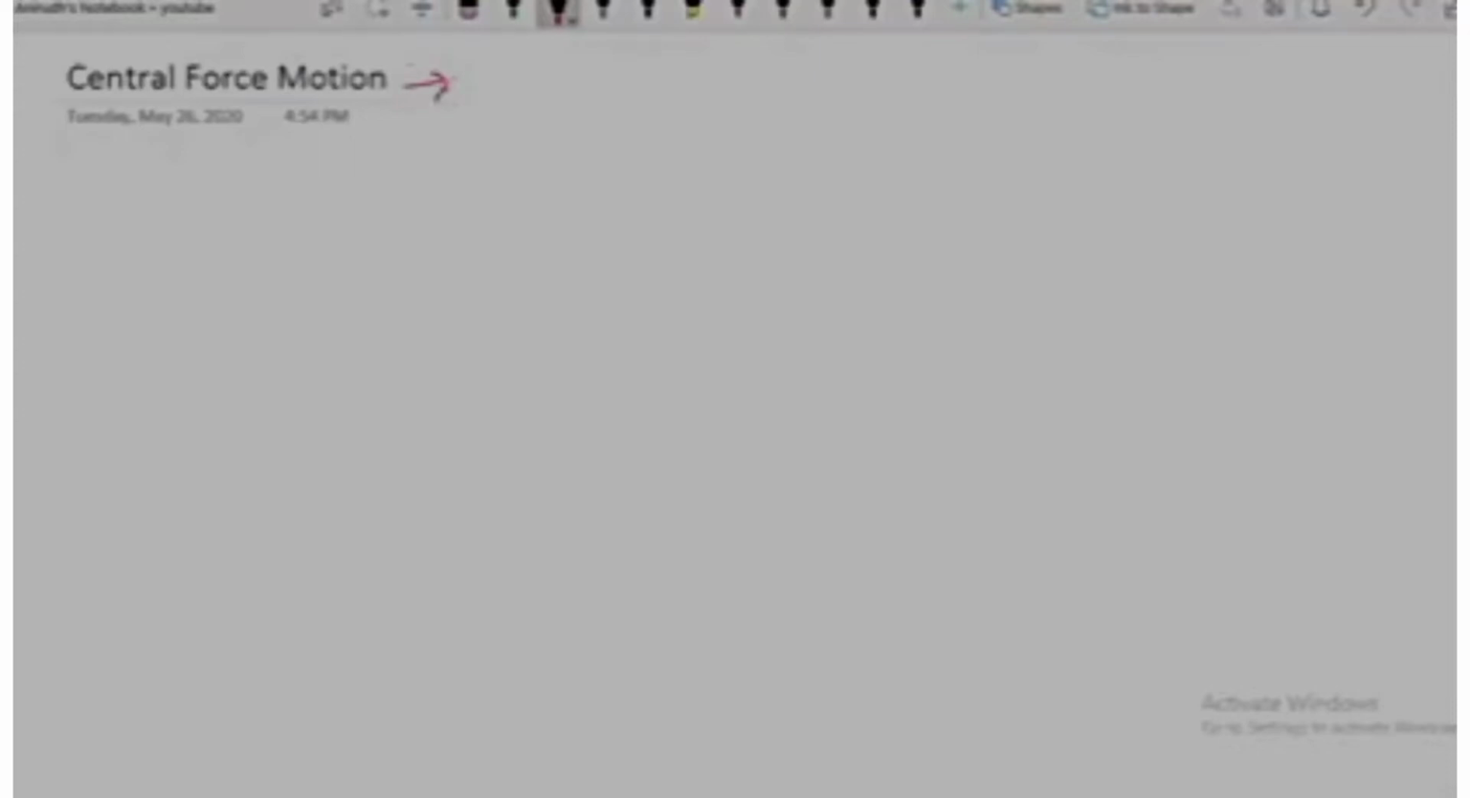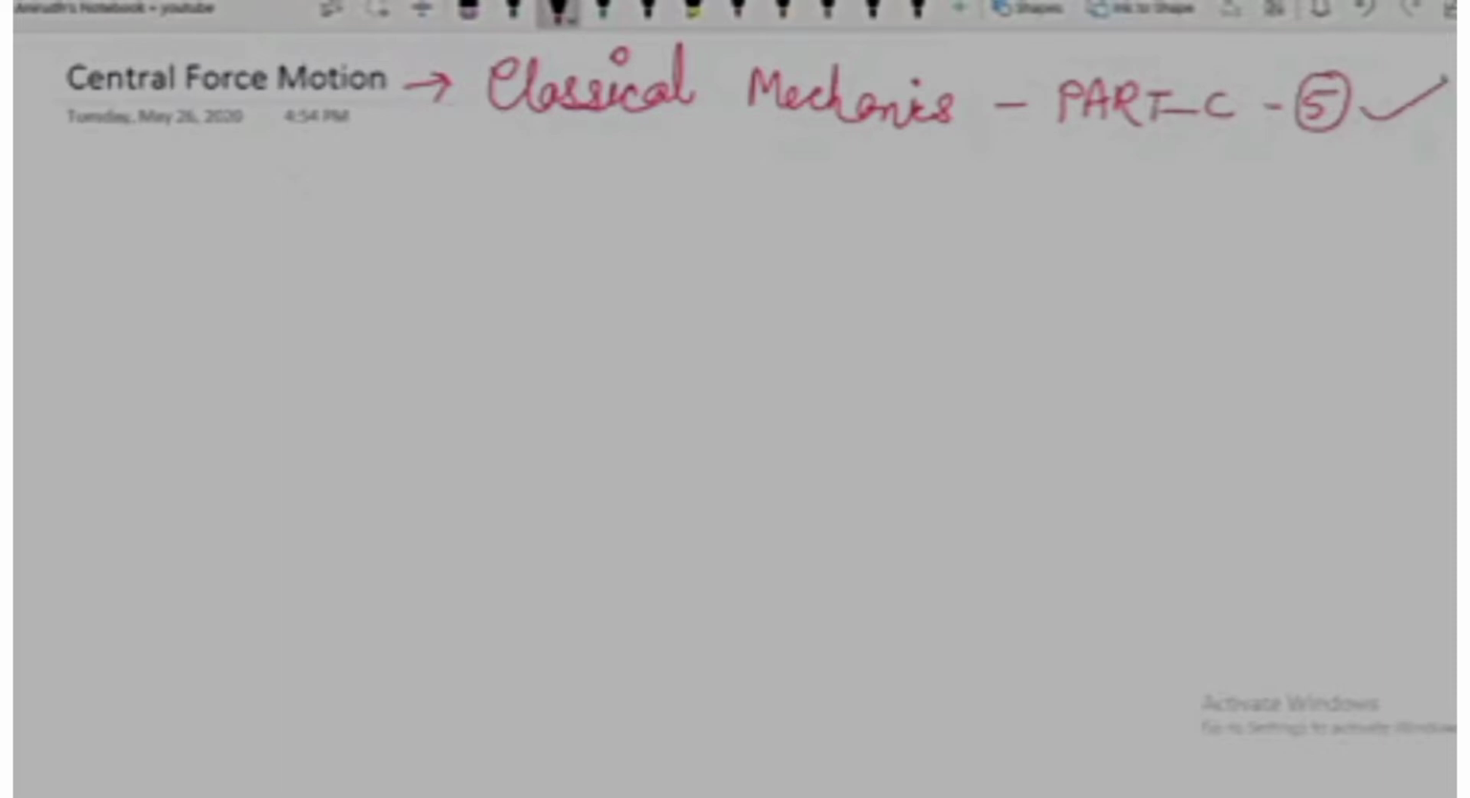In this video, we are going to see about the central force motion. I'm sure that central force motion is a very important topic of classical mechanics. You are going to get a question from this part, that is in part C of the 5-mark question.